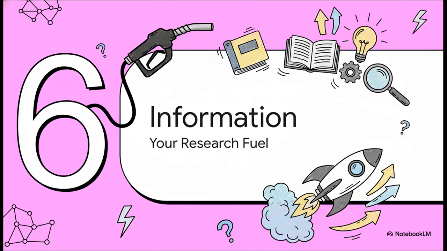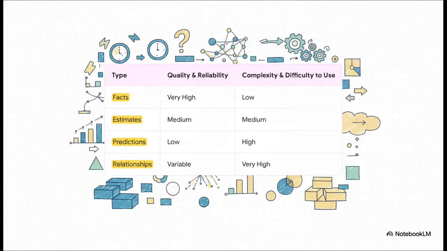So, how do you get that research problem right? Well, you need the right fuel to get started, and that fuel is information. But here's the thing, not all information is created equal. This table right here is a fantastic study tool. At the very top, you've got the most reliable information, facts, super high quality, easy to use. As you move down, you get to estimates, which are a bit less certain. Then come predictions, even more complex, less reliable because you're talking about the future. And finally, way down at the bottom, you have relationships between variables, which are the most complex and difficult to work with.